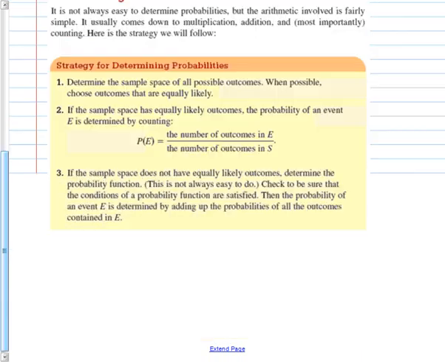So when we determine probabilities, what do we try to do? Well, sometimes we're going to look for the sample space. What's all the possible? And then list these equally likely outcomes to figure out what we had.